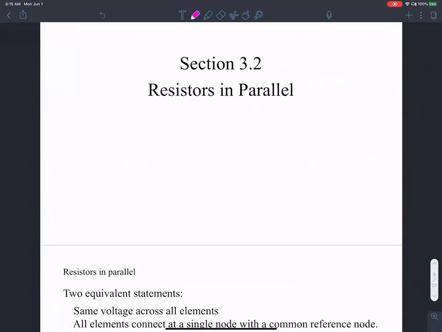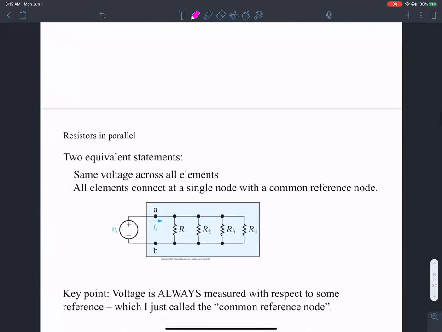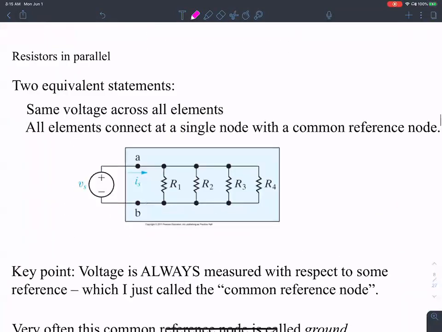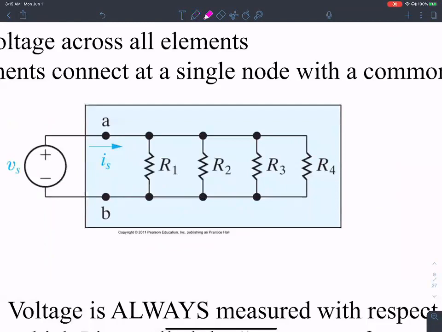So let's look at resistance in parallel. You see that the resistances here are connected at 2 points. They are not connected end to end. Earlier in series resistances, each of the resistances was only connected at one point to another resistance. But here, each resistance has two connection points.